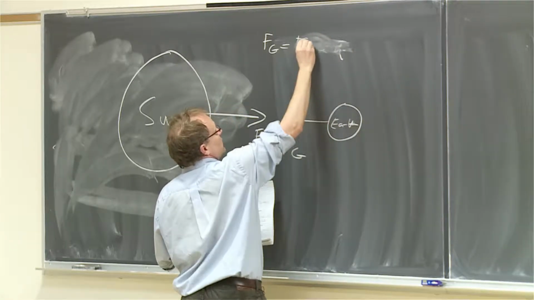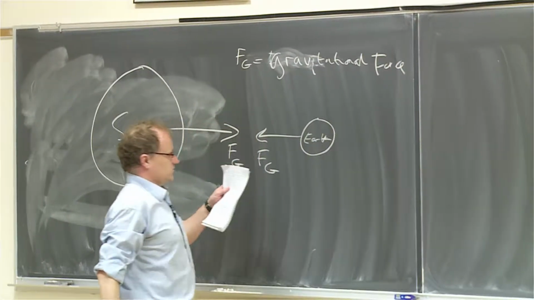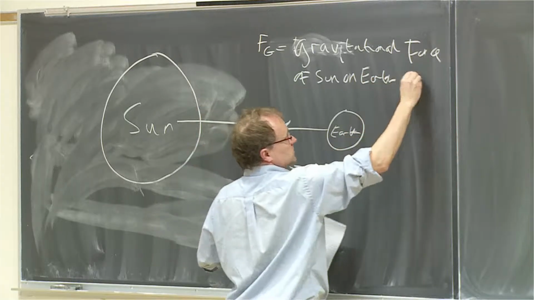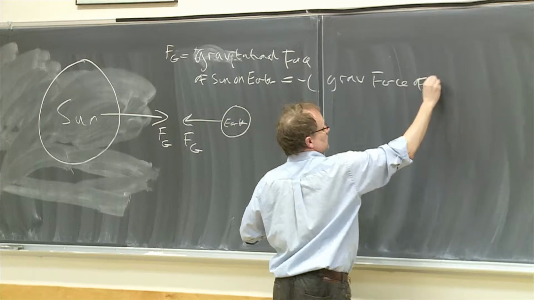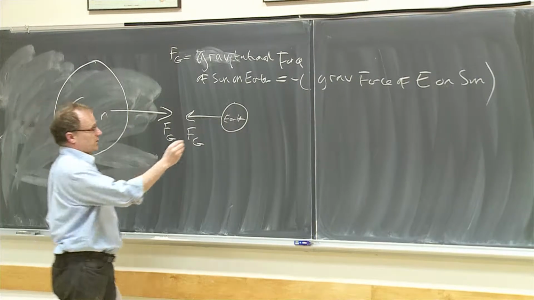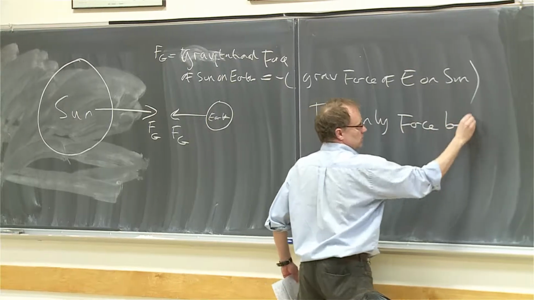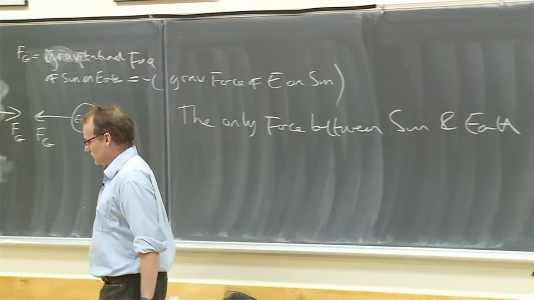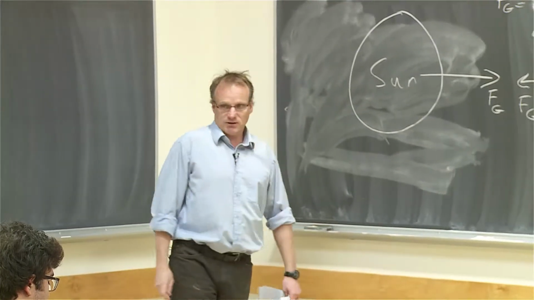Gravitational force, we can say, gravitational force of the sun on the earth equals minus gravitational force of the Earth on the Sun. Okay. And this is the only force between these two objects. That's the only force, just gravity. No other forces, not at that distance.